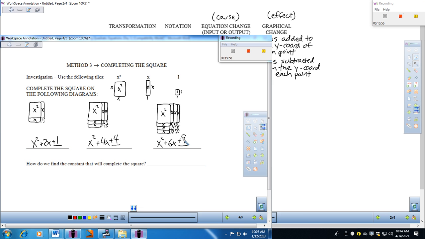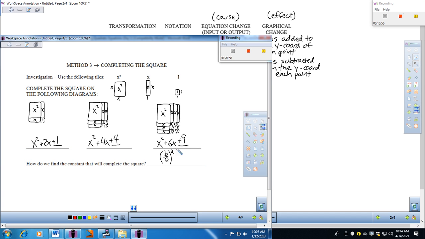If you kind of notice, the 1 and the 4 and the 9 are all perfect squares, aren't they? I think I kind of gave that away by saying perfect square trinomials. This is 1 squared, this is 2 squared, this is 3 squared. So if you kind of take a look at it, it looks like I would have to divvy this up by 2, then square it. Divide that by 2, then square it. Divide that by 2, and then square it. And that's it. As a matter of fact, we take our b, divide it by 2, and then square.